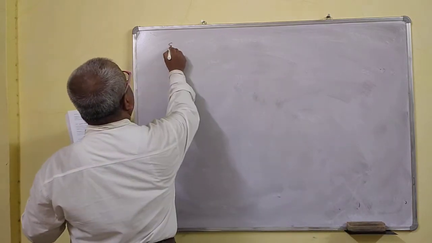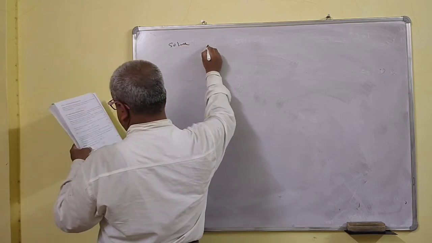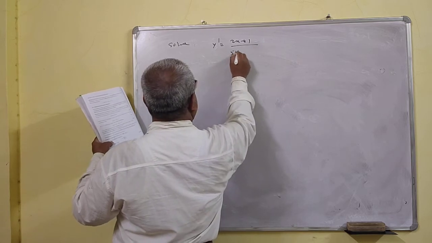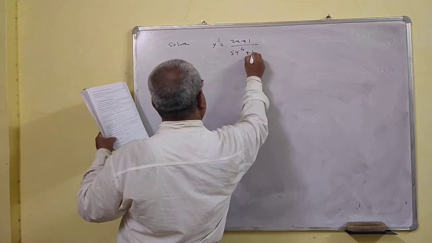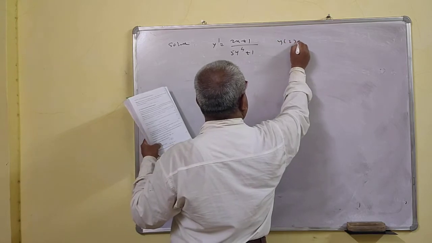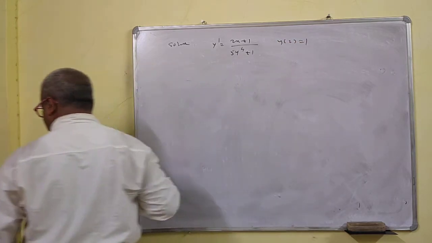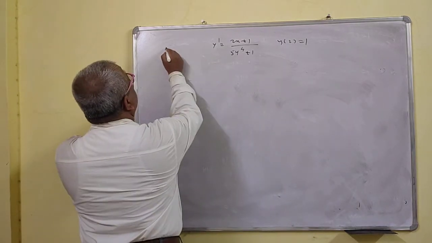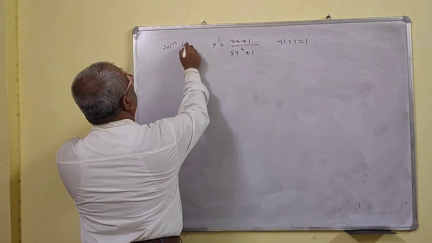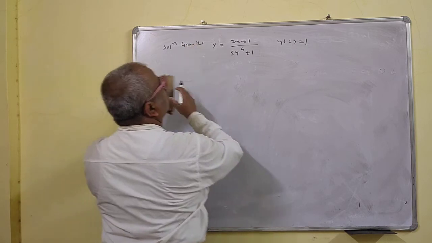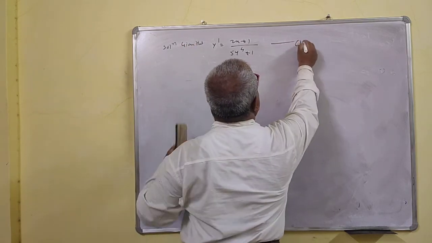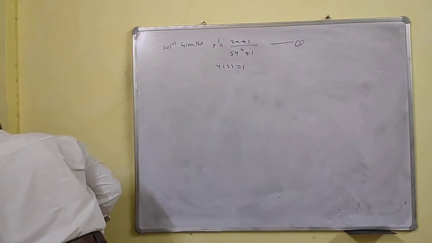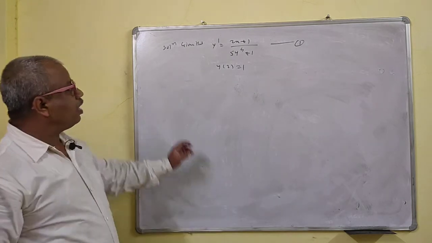Next, solve y prime is equal to twice x plus 1 upon 5 y raised to 4 plus 1, with y of 2 is equal to 1. Okay, solution. Given that this, okay, we'll call this as 1. So what? Y of 2 is equal to 1. That means x is equal to 2, y is equal to 1.